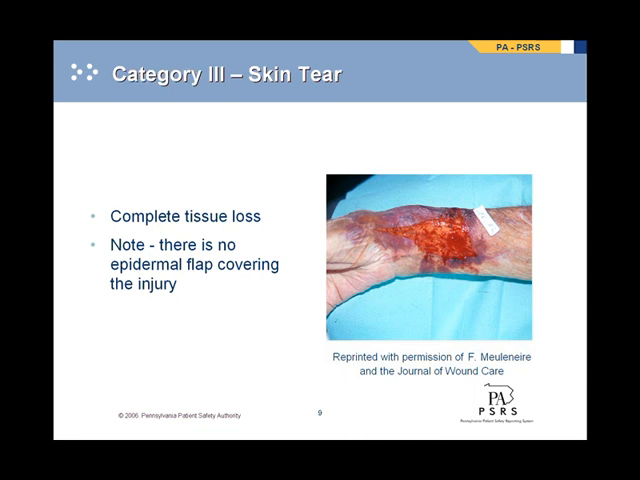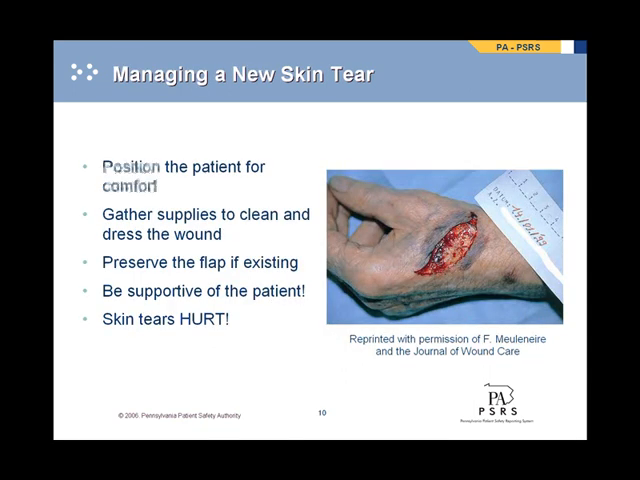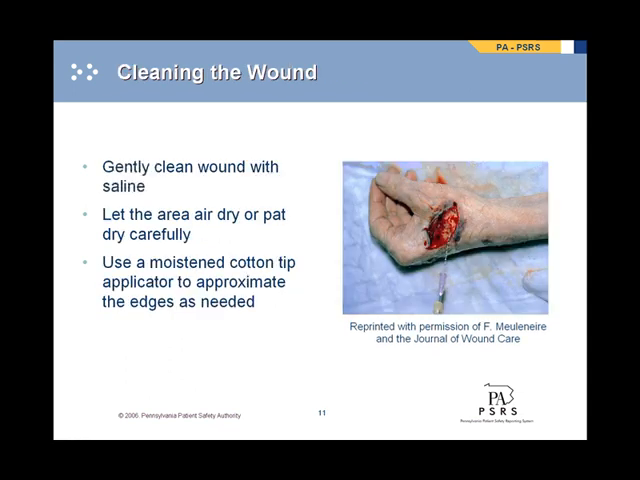Now for the treatment of skin tears. Managing a new skin tear. Position the patient for comfort during the assessment and intervention. Prepare your supplies to clean and dress the wound and preserve the flap if existing. Be supportive of the patient. Skin tears hurt. Start carefully and gently cleaning the wound with saline. Let the wound air dry or pat dry.